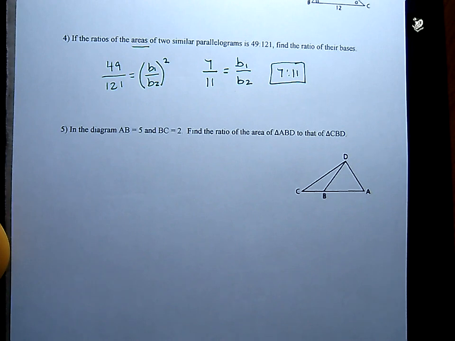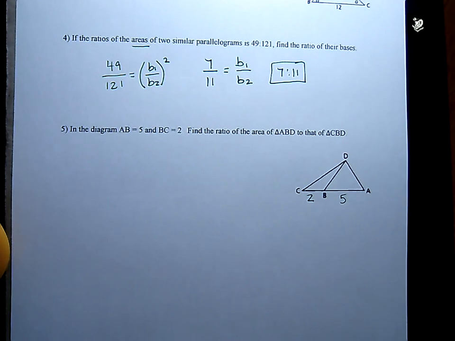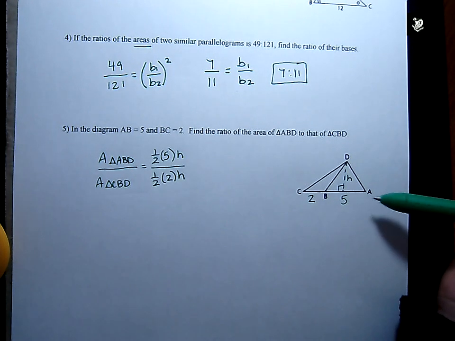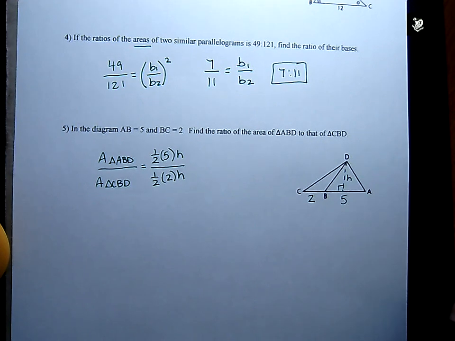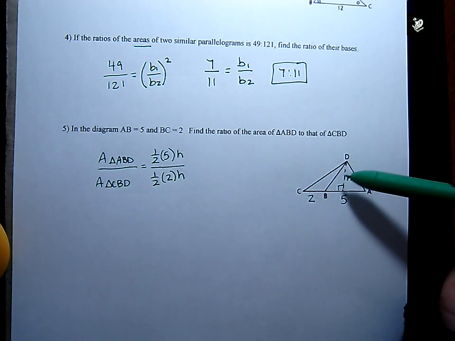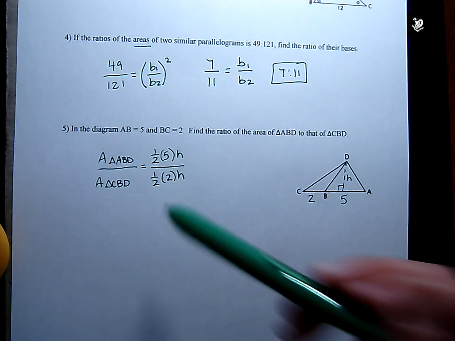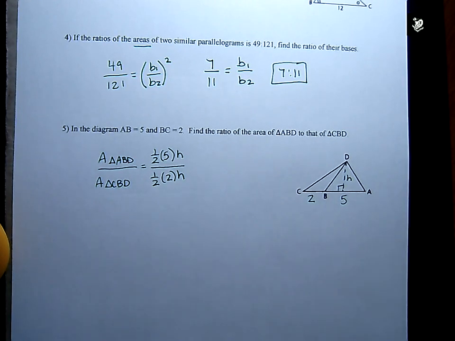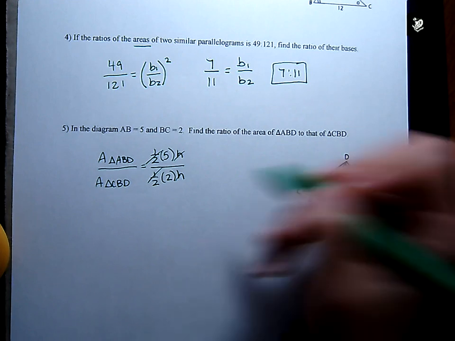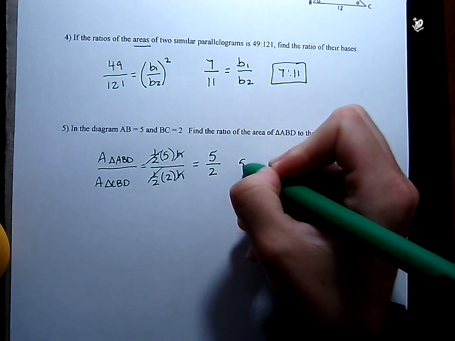So last problem. In the diagram, AB is 5 and BC is 2. Find the ratio of the area of triangle ABD to that of CBD. So for triangle ABD, the base is 5, and I drew in my height to label it h. So the area of this triangle would be 1/2 times 5 times h. For triangle CBD, since it's obtuse, this piece out here, this h, is also the height of triangle CBD. So here you would have 1/2 times 2 times h. So the 1/2s end up canceling out, and the h's end up canceling out. So you can see that the ratio of the areas of the two triangles is just 5 over 2, or 5 to 2.